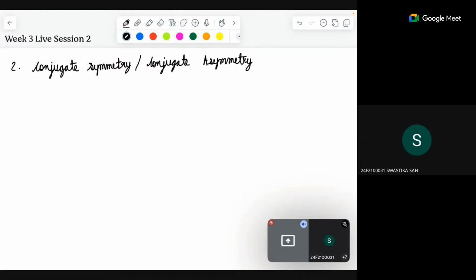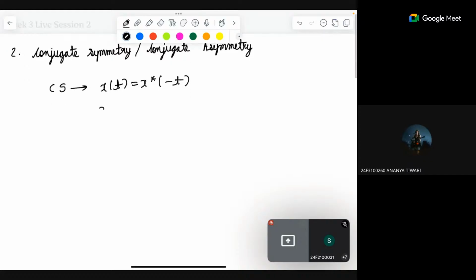Now that you have watched the videos, will someone answer what is a conjugate symmetric signal? I am denoting it by CS here. When the conjugate and the real function is same. Yeah, so basically x of t is equal to x star of minus t. X star is the conjugation operation and minus t is the reversal. We can also write it as x of t conjugate is equal to x of minus t. So when we talk about conjugate symmetric signals, conjugation is equal to time reversal.